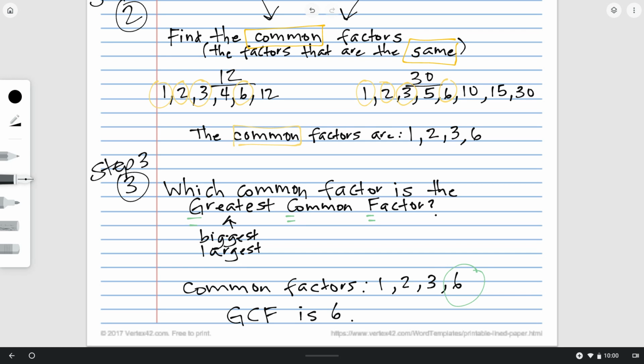Okay, so first things first, you have to find the factors. All of those numbers we can multiply to get the number itself. Then I'm going to find what's common. And then step number 3, out of the common ones, which one is the largest?